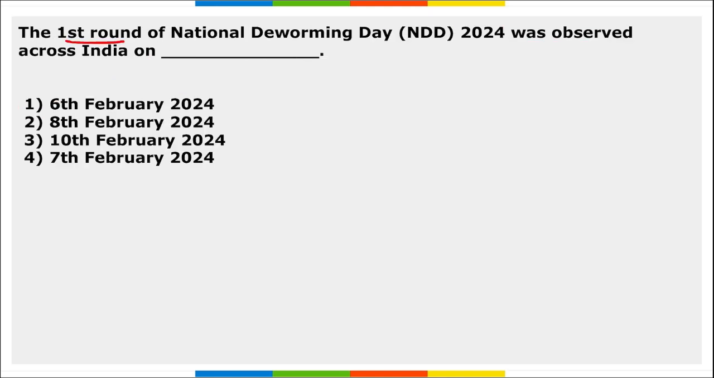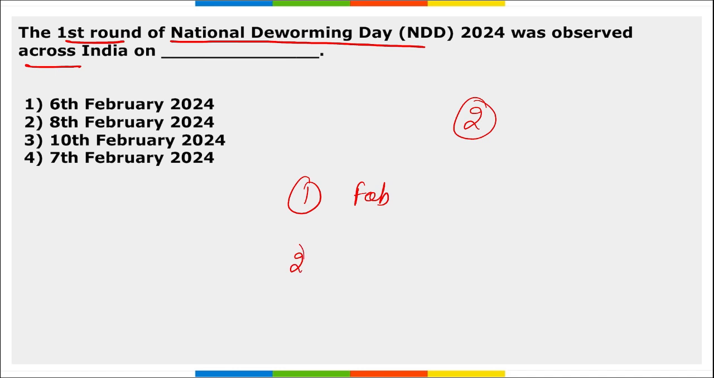Next, the first round of the National Deworming Day was observed across India on dash. So this day is observed twice every year in India, right? And it is asked that the first round was observed when. The first round is usually observed in the month of Feb, and the second is usually observed in the month of August. So when was it in Feb? This was on the 10th of Feb. National Deworming Day, the first round was on the 10th of Feb.